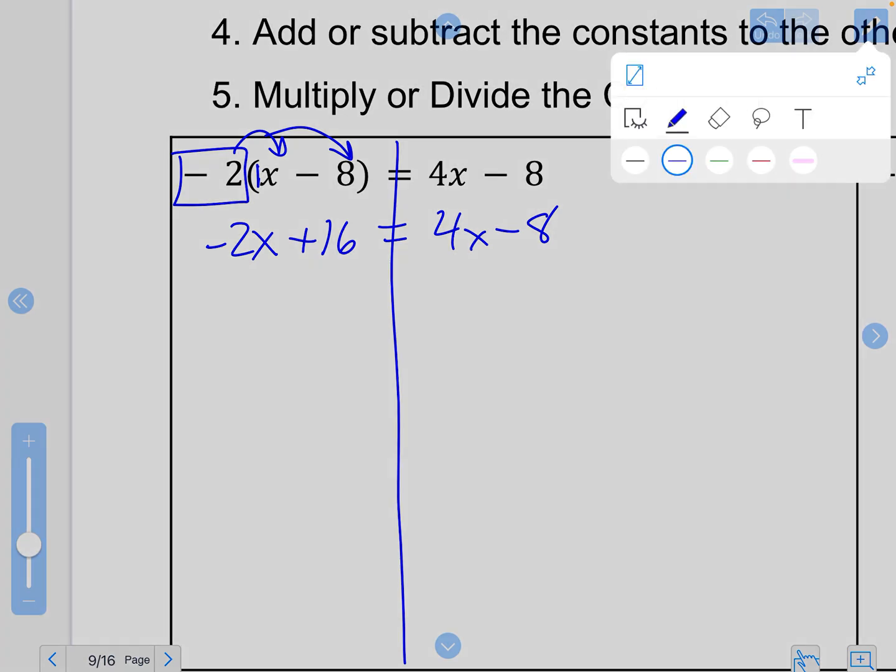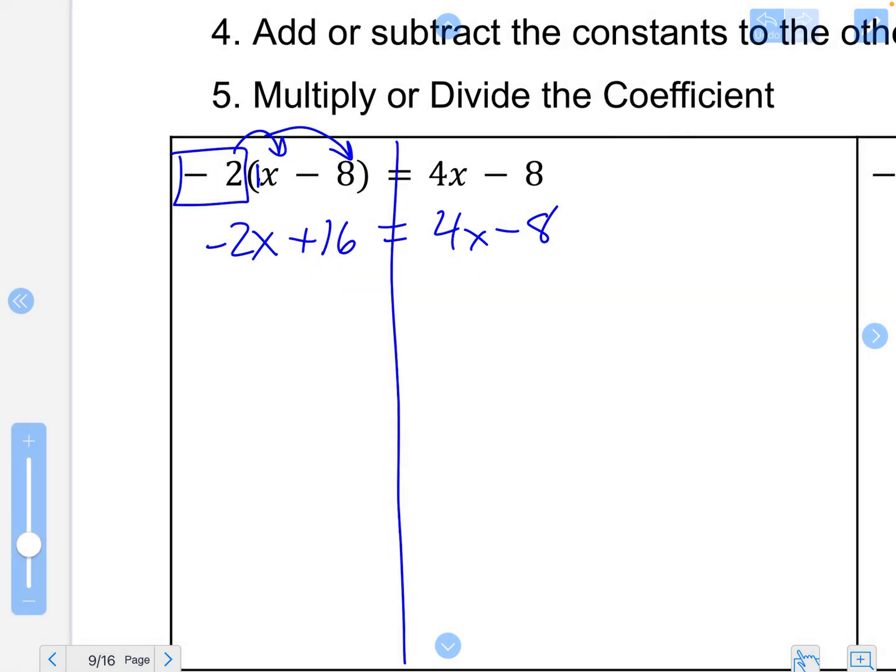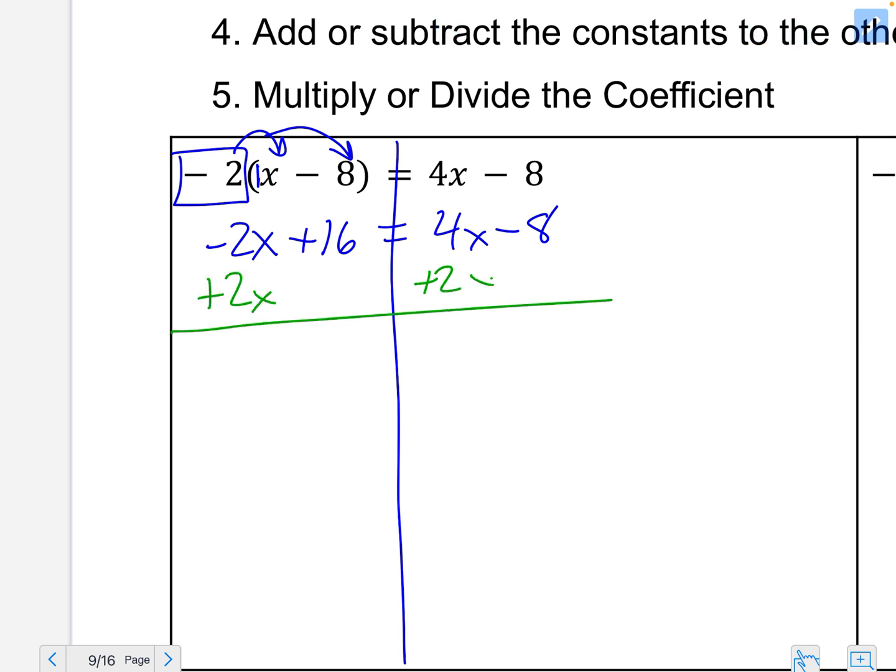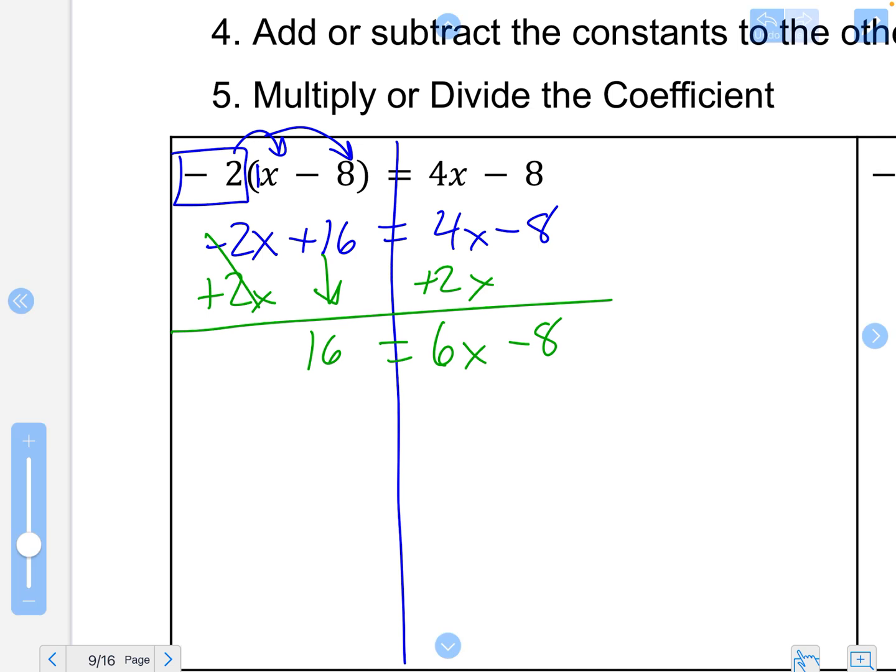So I'm looking for terms to combine. I don't have any terms to combine, so now I need to add or subtract the variables to one side. So I'm going to add the 2x to make it positive. I'm bringing down the 16. 4 plus 2 is 6x, and then I'm bringing down the -8.